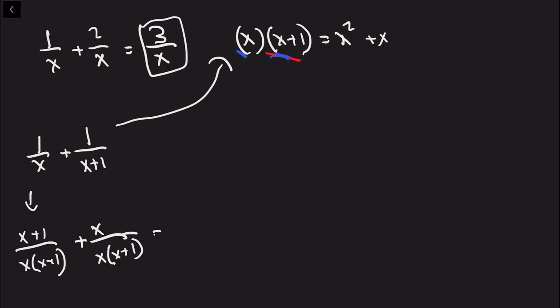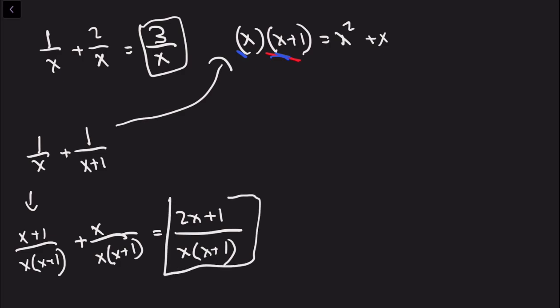So we're going to keep the same denominator as x times x plus 1, and then we're just going to add the numerators. We're going to have x plus 1 plus x, which I could just rewrite to 2x plus 1 being my final answer. So this works when we have any two different denominators.